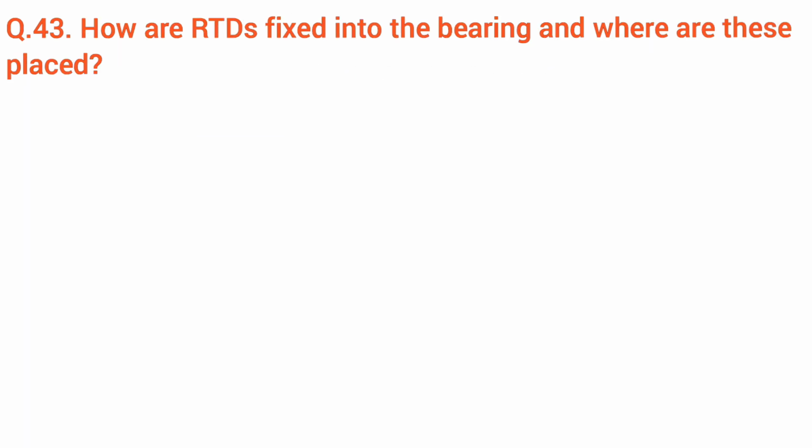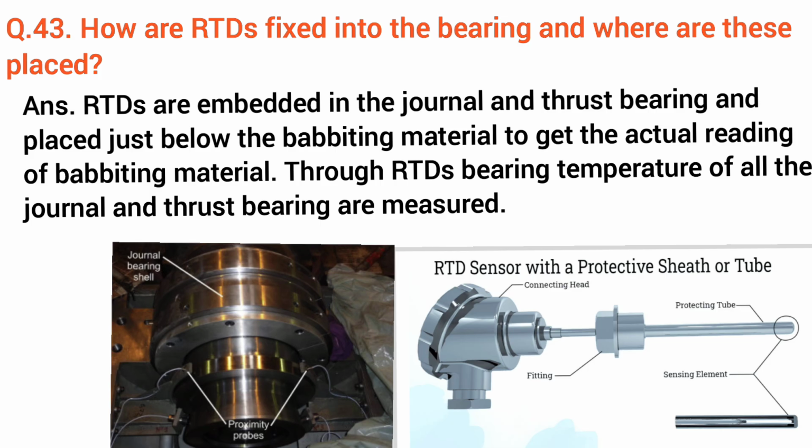How are RTDs fixed into the bearing and where are these placed? RTDs are embedded in the journal and thrust bearing and placed just below the babbitt material to get the actual reading of the babbitt material. Through RTDs, the bearing temperature of all the journal and thrust bearings is measured.